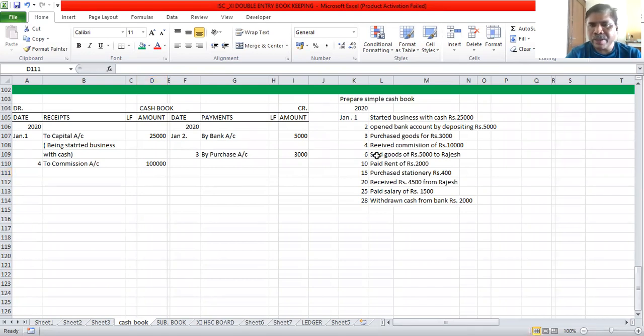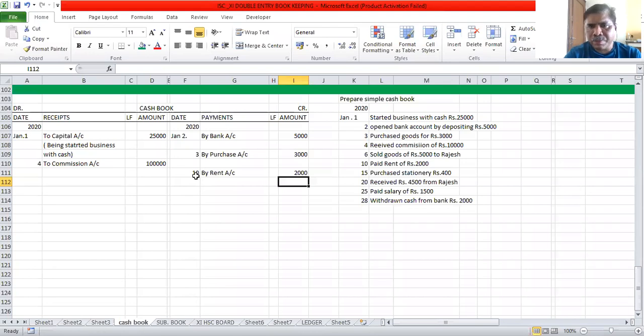Next, paid rent rupees 2,000. Where will I record? Payment side. By rent account, amount is 2,000. Being rent paid. That narration we have to record.